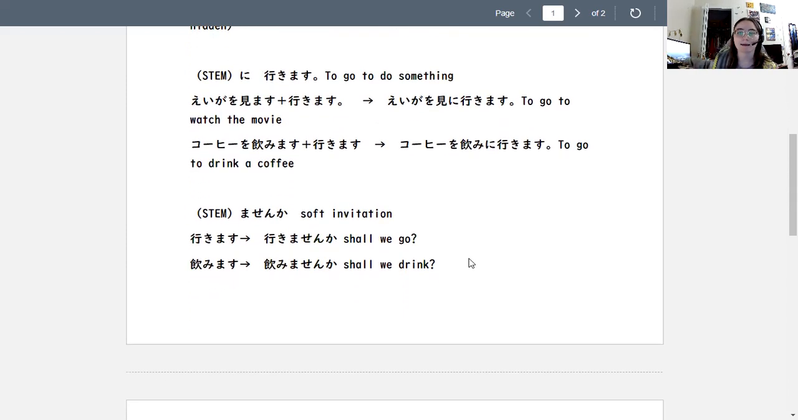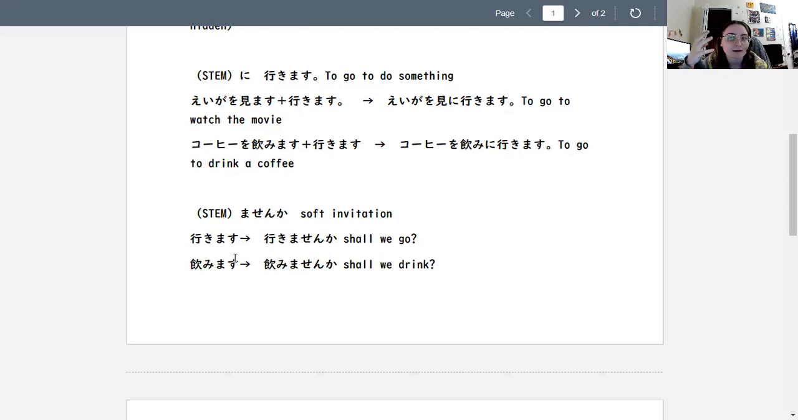Okay, and then stem masenka is a soft invitation to do something. So like, oh, shall we do this? Shall we do that? So ikimasu turns into ikimasenka. So it's kind of like when you say something like, oh, should we, or like, should we not do this? When you're like, oh, do you not want to go to this restaurant?